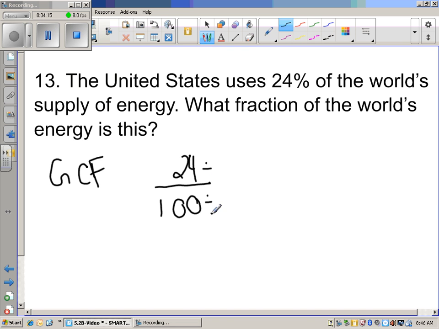Go ahead and divide the top and the bottom by 4. And it gives me 24 divided by 4 is 6 for the top, and 100 divided by 4 is 25 on the bottom. 6 over 25, in fact, is in simplest form, so we are going to leave it at that.